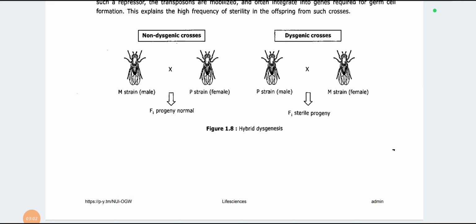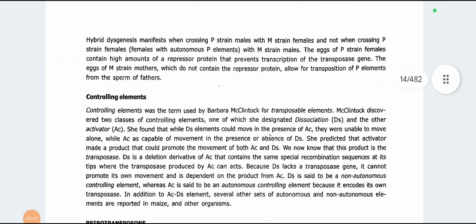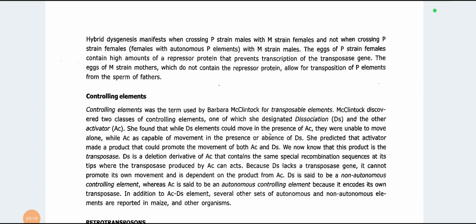Very interesting, right? So if you reverse this, when M strain is male, that means the male does not have the P element but the female has the P element. In that case, F1 progeny is normal. So try to understand that.